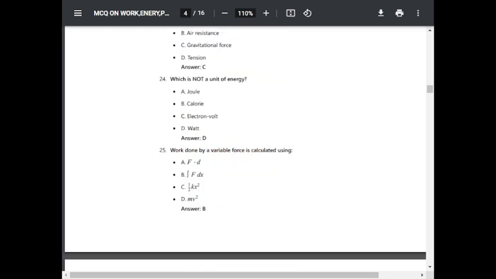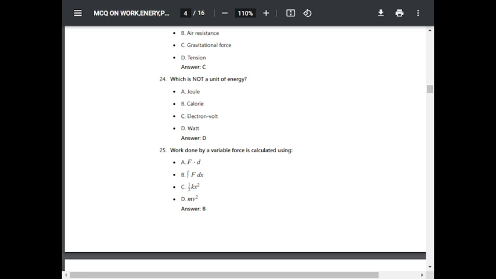Question number 24. Which is not a unit of energy? Option A, joules. Option B, calorie. Option C, electron volt. Option D, watt. All these are units of energy except watt. Hence option D is correct.